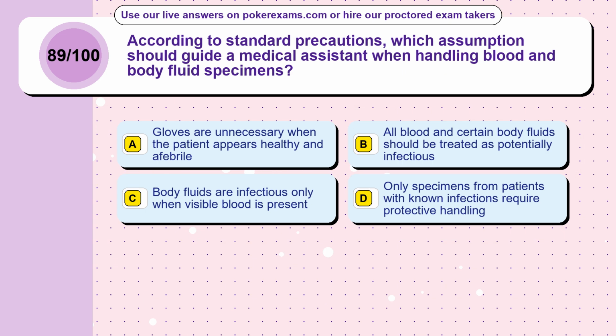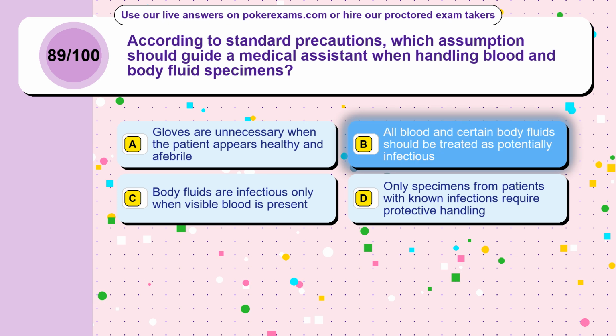Question 89. According to standard precautions, which assumption should guide a medical assistant when handling blood and body fluid specimens? Option A. Gloves are unnecessary when the patient appears healthy and afebrile. Option B. All blood and certain body fluids should be treated as potentially infectious. Option C. Body fluids are infectious only when visible blood is present. Option D. Only specimens from patients with known infections require protective handling.